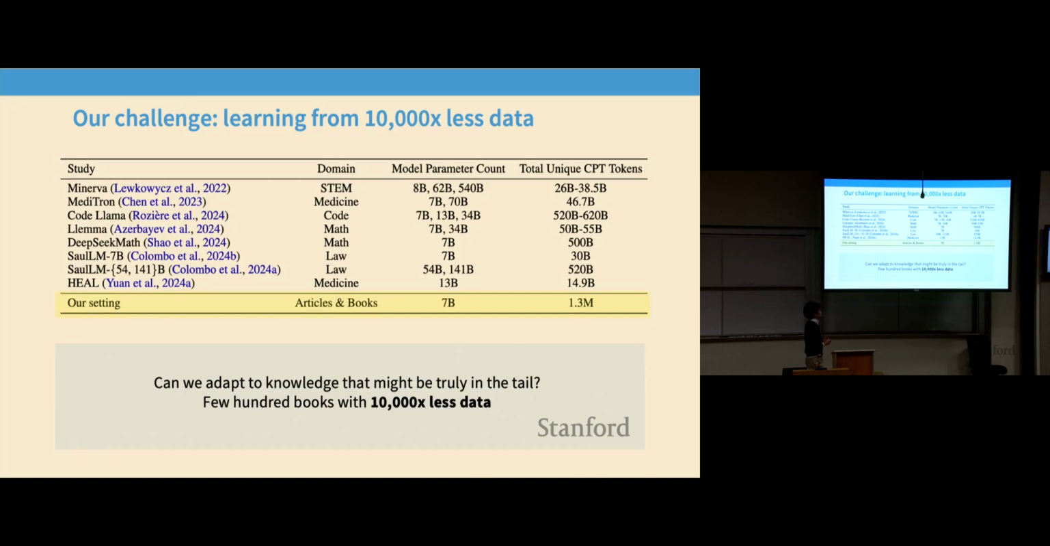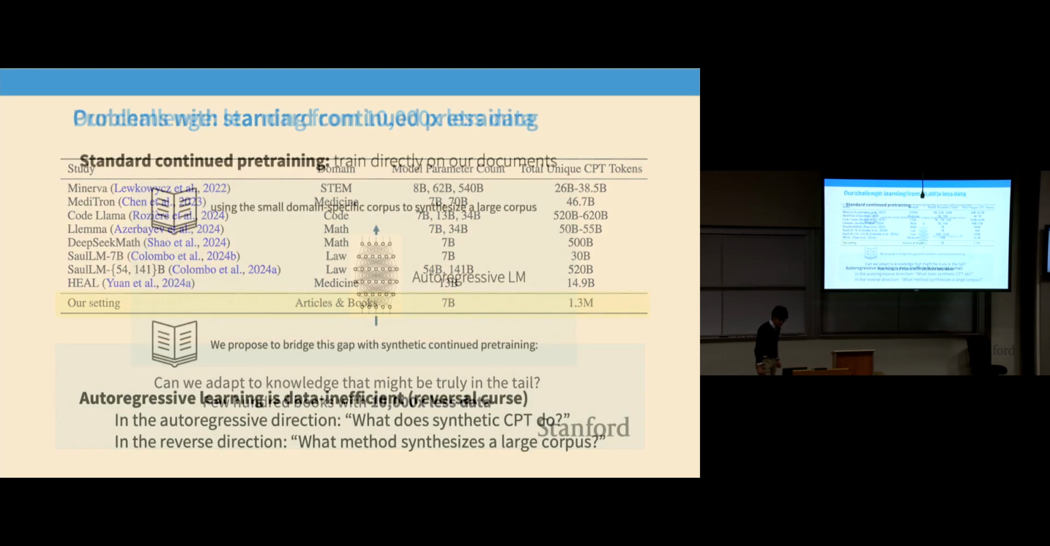What I'm going to try to do is start with 1.3 million tokens, way too few to do continued pre-training directly. But I would like to come up with a new, more data-efficient algorithm that lets me put the knowledge in these books into the parameters of the model, right? So this is continued pre-training with 10,000 times less data than what people have been doing before.